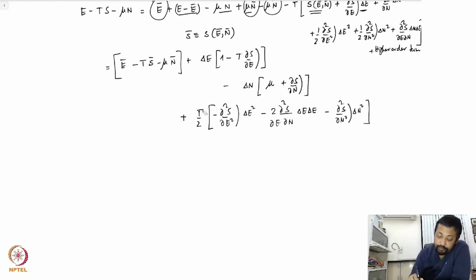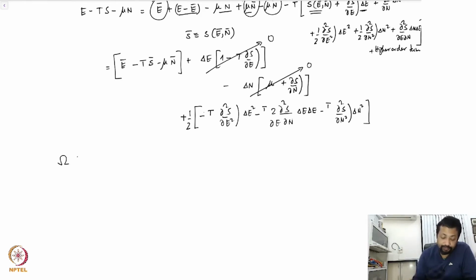In fact, we will also absorb T inside, so that we will recast this expression as T minus T by 2, T by 2 with a minus sign. Sorry, not the half. We'll keep the half outside so that the structure remains as a Gaussian fluctuation. Alright. So your omega of this is 0 from the thermodynamic relation that we have calculated.